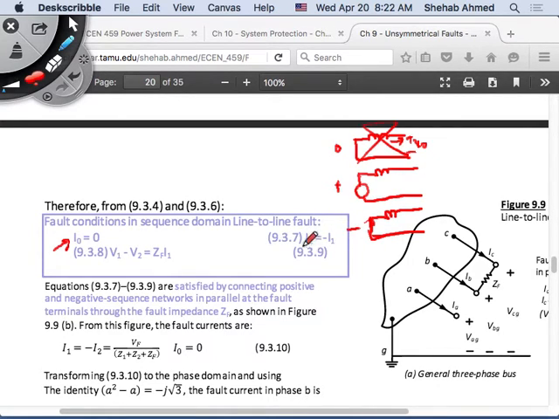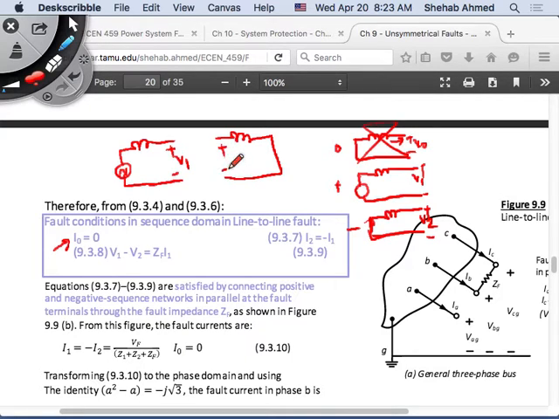Then they tell you that these 2 circuits, the positive and negative sequence circuits, have opposite and equal currents. And they also tell you that, so this is my V1 and this is my V2, the difference between V1 and V2 is placed across the fault impedance. So maybe I can draw it this way. Take my positive sequence circuit. This is V1, right? This is my negative sequence circuit. This is V2, right? Current I2 is here, current I1 is here, right?